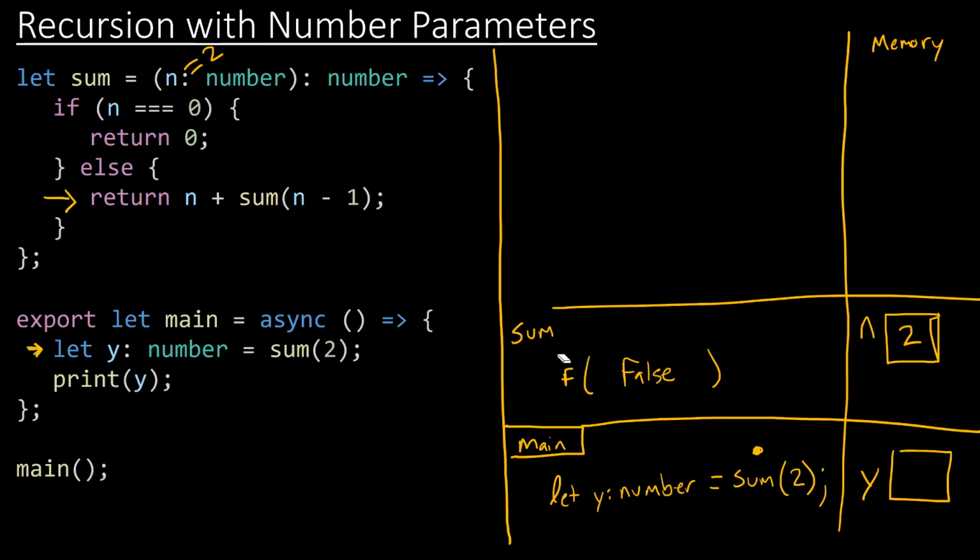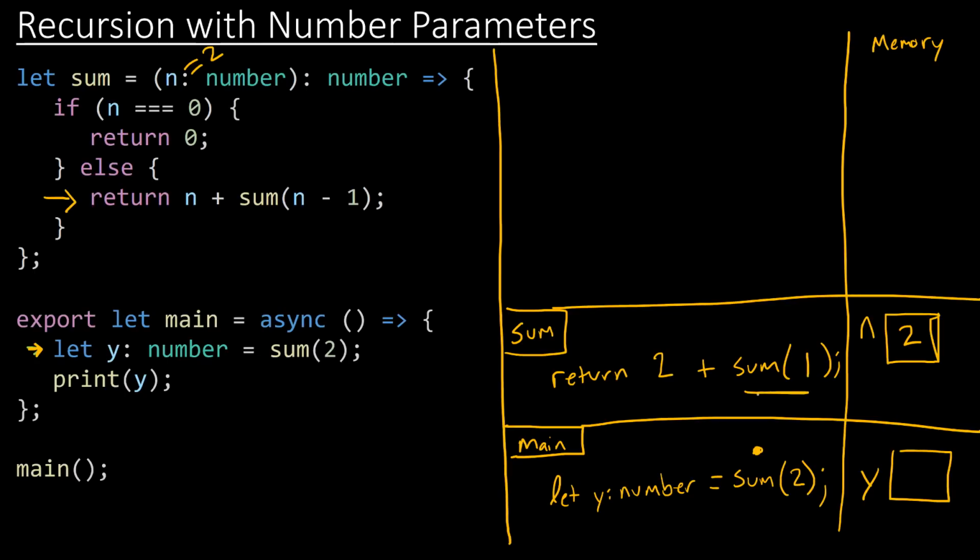So now, inside of the sum function, the line of code that we are trying to figure out the answer to is this return statement. So return n plus sum of n minus 1. Now we need to resolve what this expression is. Well, we can substitute for n. N is 2, and 2 here. We have an arithmetic expression, 2 minus 1. We know that that is going to be 1.